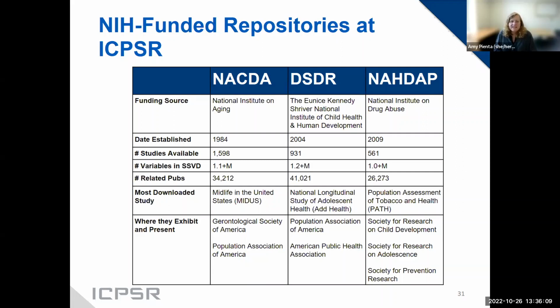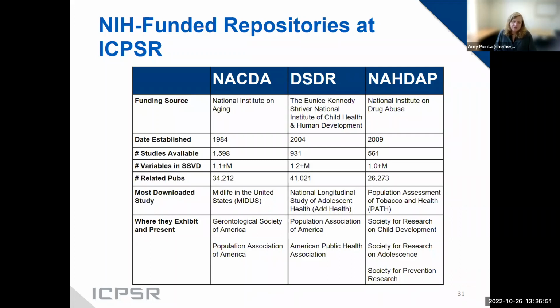In terms of some of the most popular studies in each of these archives, the MIDUS study is a very popular midlife study in the Aging Archive. AdHealth, the National Longitudinal Study of Adolescent Health, is a heavily used and downloaded study from the Demography Archive, and the Population Assessment of Tobacco and Health is a popular study from the Addiction Archive, just to give you a flavor of what's there.